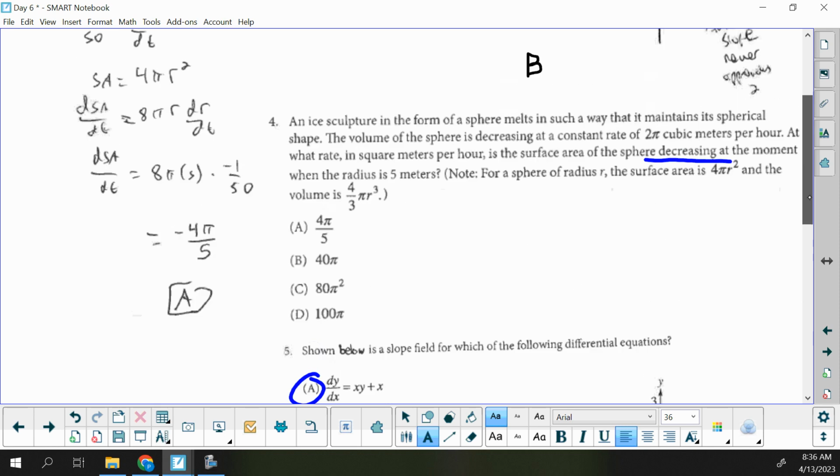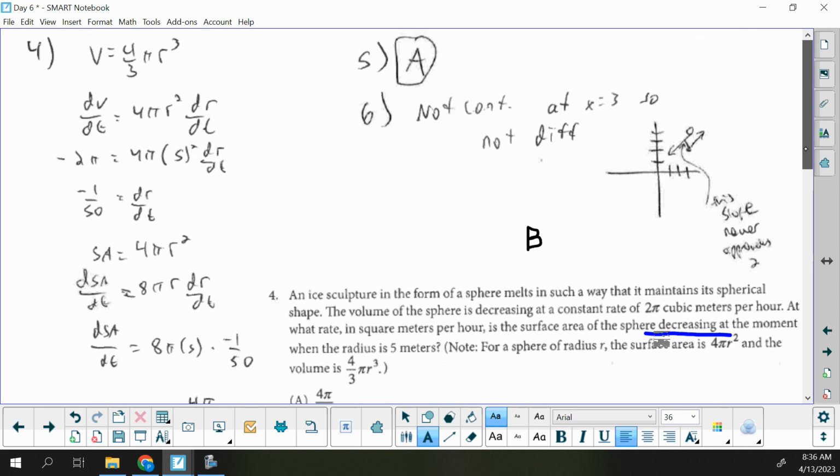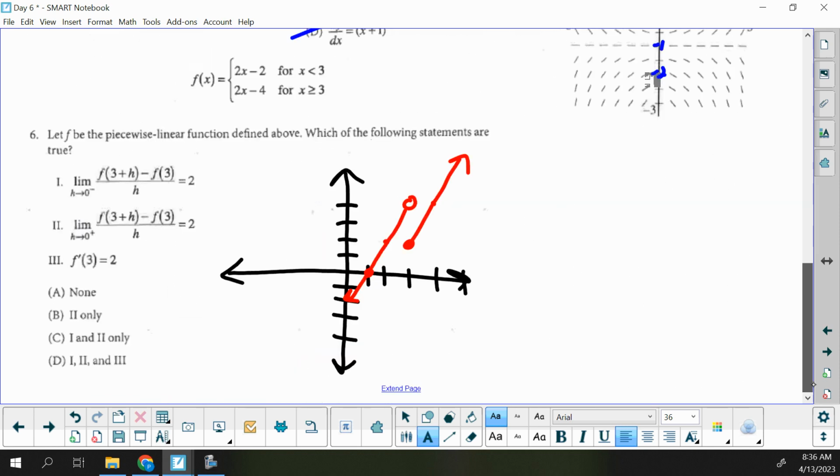And for our last one, so first off, let's start with 3. That's the easiest one.